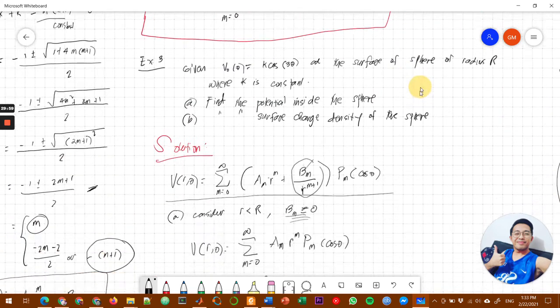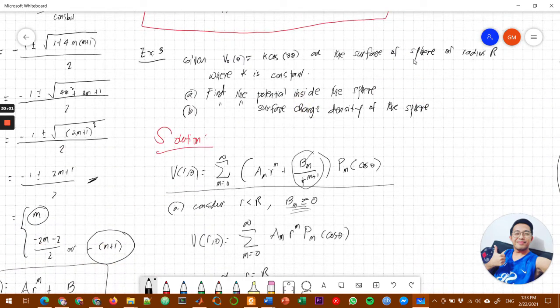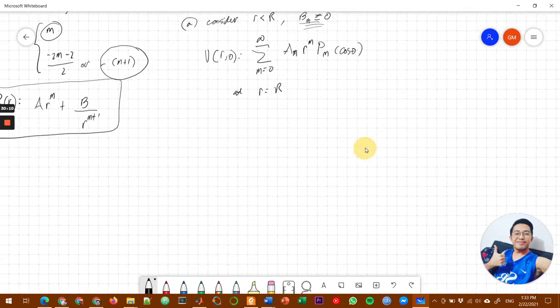Tara. So at r equals R, meaning at the surface, nakakuha nga potential which is k cosine 3 theta. So, naa siya na specific potential. So, we'll use that. Okay?